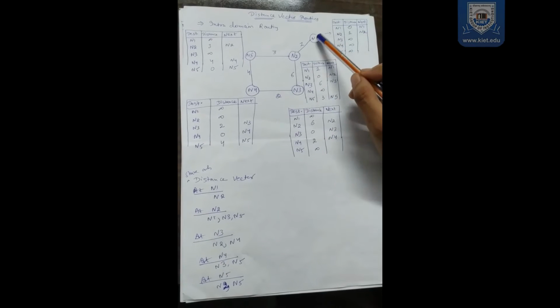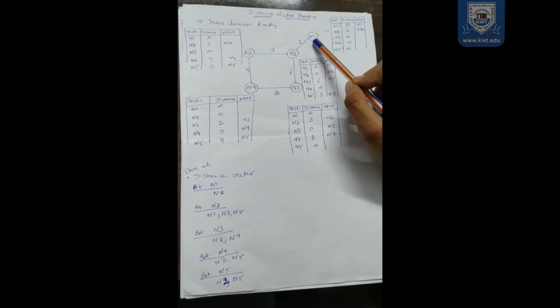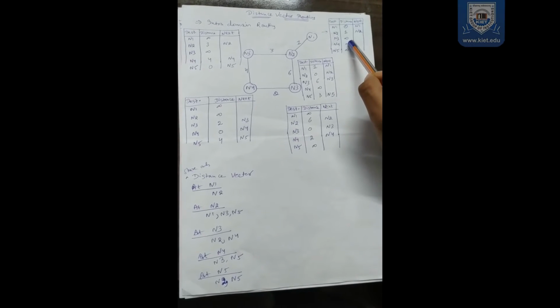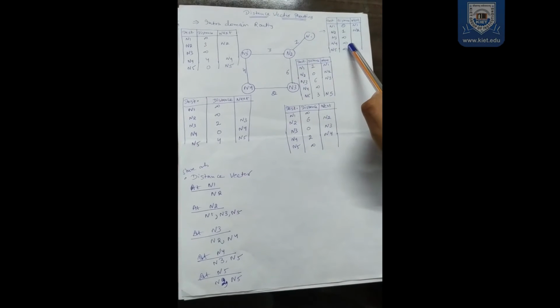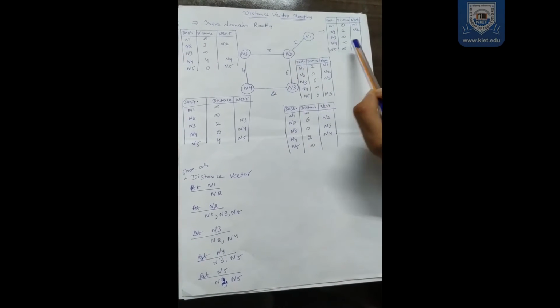Now let's see, understand this part. The distance between N1 to N3 is unknown for N1 because N3 is not directly connected with N1. Right, so it will create the routing table and update its distance as infinity. The distance between N1 to N4 is also infinity. Distance between N1 to N5 is infinity.